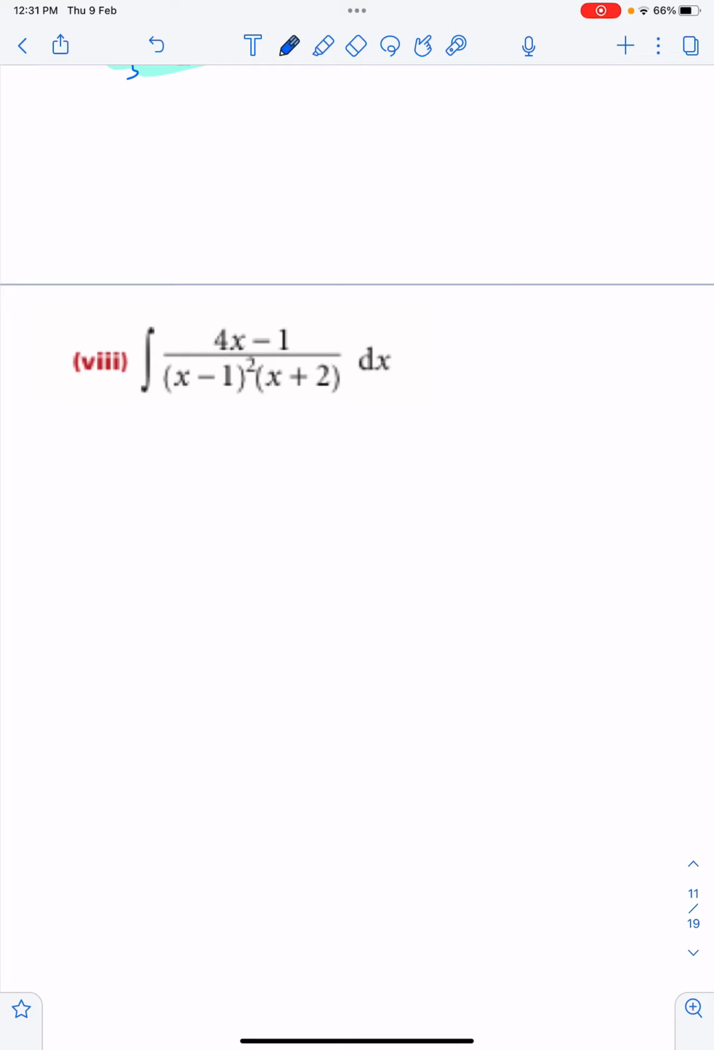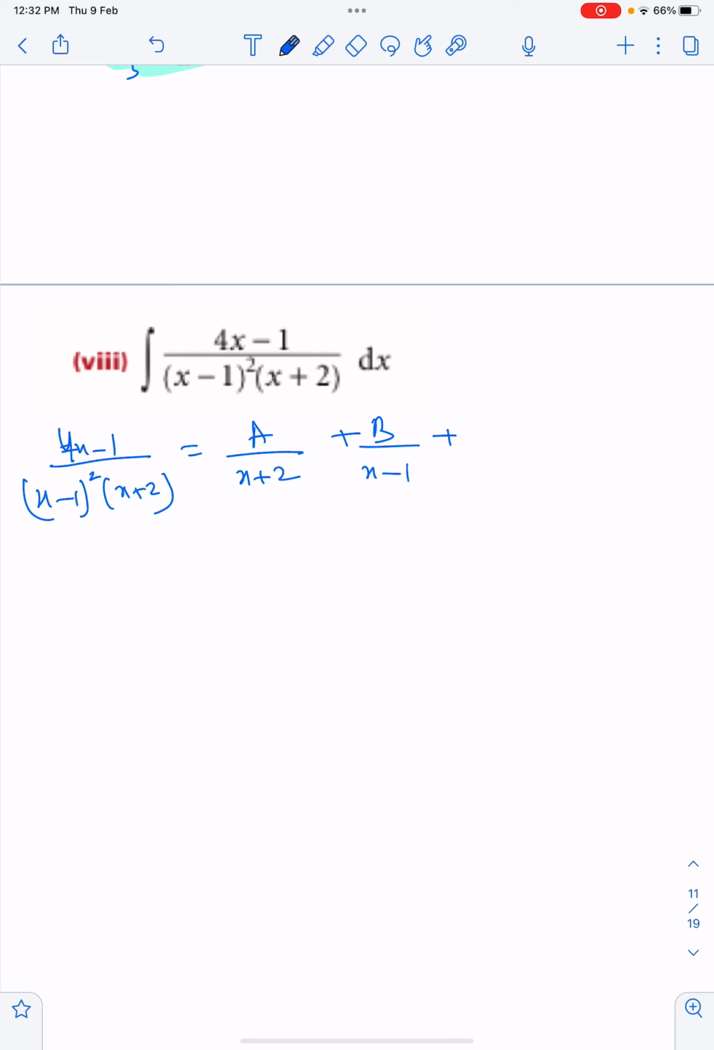Okay, what we see here is that we have two functions. One is a linear function and one is a squared function here. So we can split it into partial fractions. Okay, so I can write it as 4x minus 1 upon x minus 1 squared into x plus 2 can be written as a upon the linear function plus b upon the other function which is squared, once without the square and once with the square.